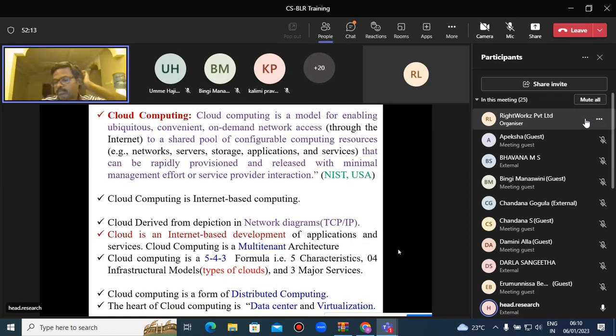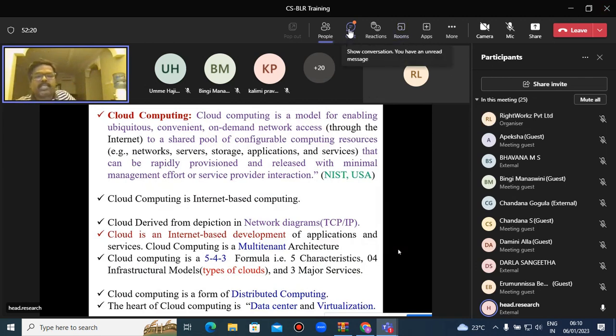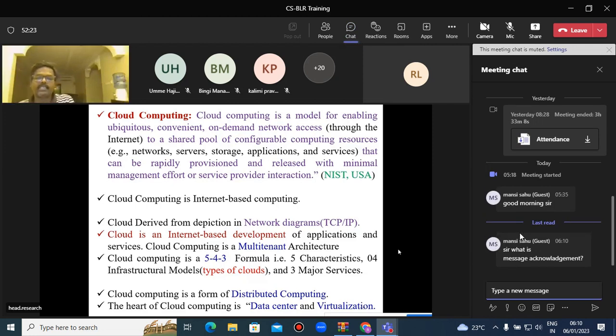See now cloud computing. What is a beautiful definition according to NIST USA, National Institute of Standards and Technology, USA. They have given a beautiful definition about cloud computing. Cloud computing is a model for enabling ubiquitous, convenient, on-demand network access through the internet to a shared pool of configurable computing resources, example, networks, servers, storage, applications, and services that can be rapidly provisioned and released with minimal management effort or service provider interaction. That is called cloud computing.